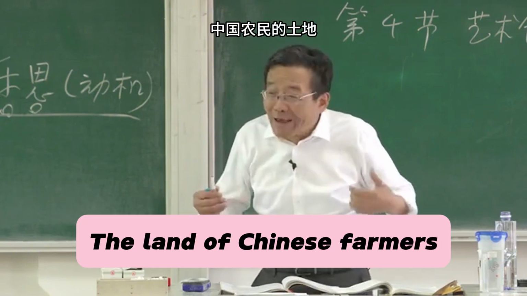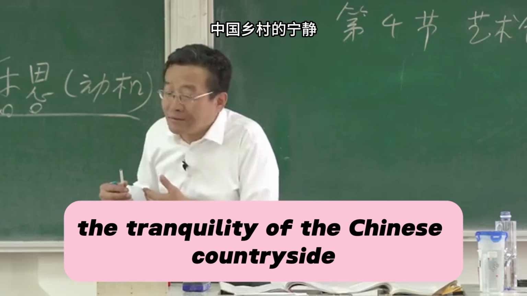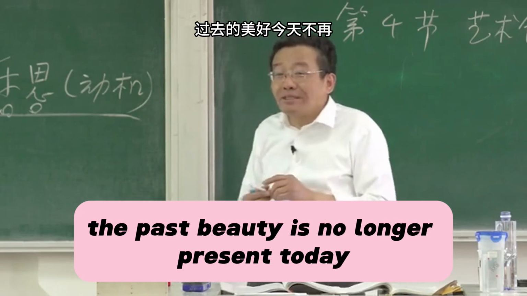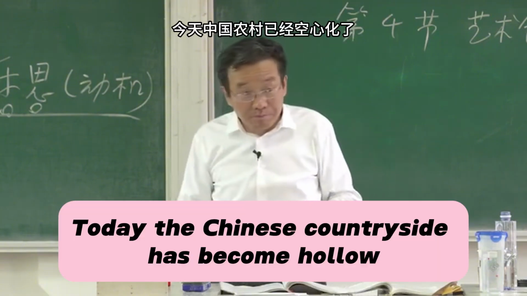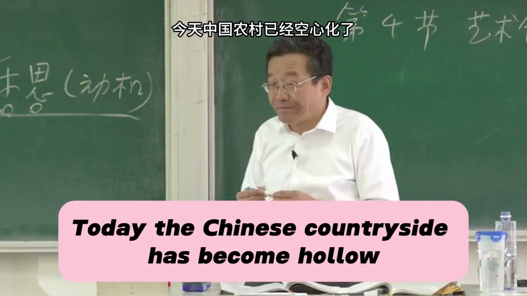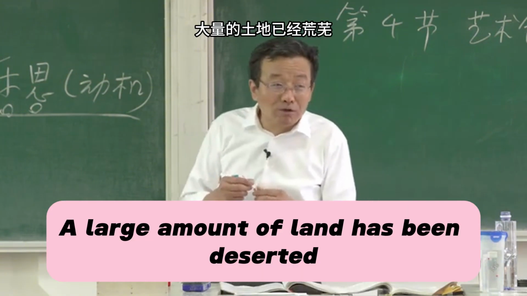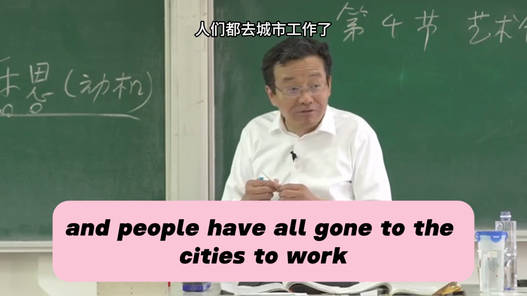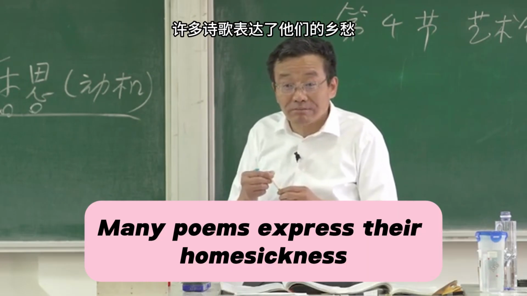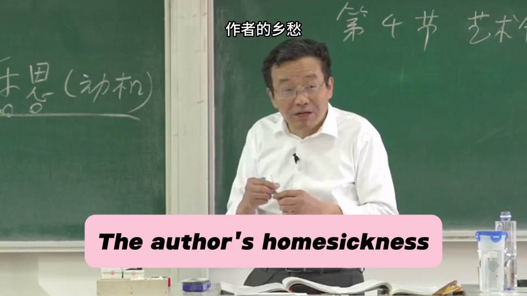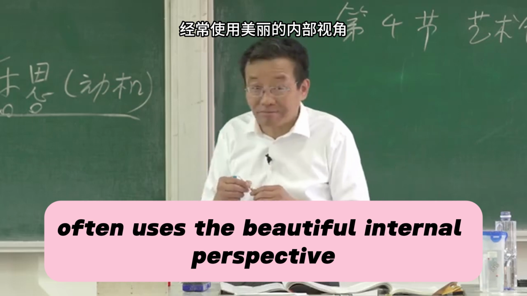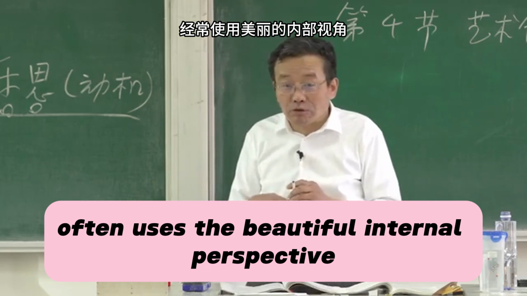The land of Chinese farmers, the tranquility of the Chinese countryside, the past beauty, is no longer present today. Today, the Chinese countryside has become hollow. A large amount of land has been deserted, and people have all gone to the cities to work. Many poems express their homesickness. The author's homesickness, in the midst of longing for his hometown, often uses the beautiful internal perspective.